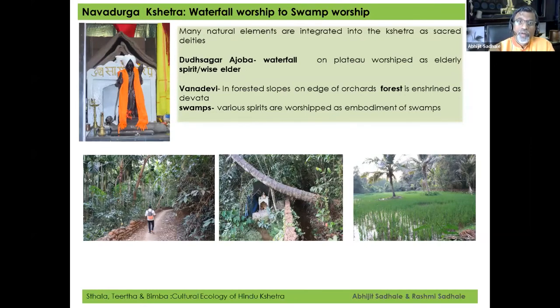Dudhsagar is a synonym for a waterfall, and Ajoba is an elderly person. So the spirit of a wise elder has been accorded to the waterfall itself. There is a worship of a Vanadevi where springs originate on the forested slopes. And there is a worship of swamps also. Swamps are worshipped as an embodiment of a particular spirit. Now, they may not have huge temples for that, but this very sense of connecting to natural elements as a spirit, as a very spiritual existence, is very unique.